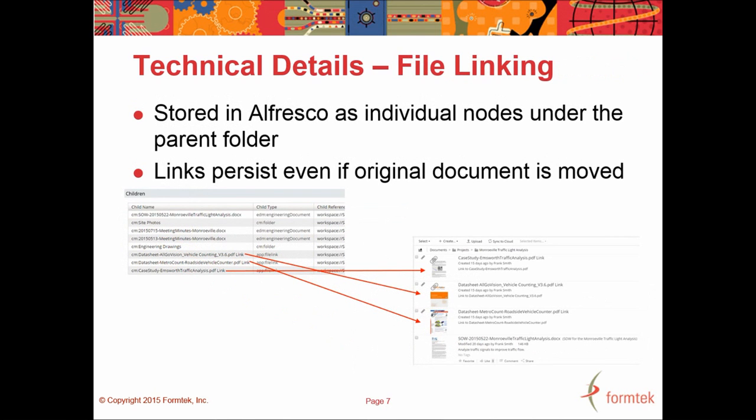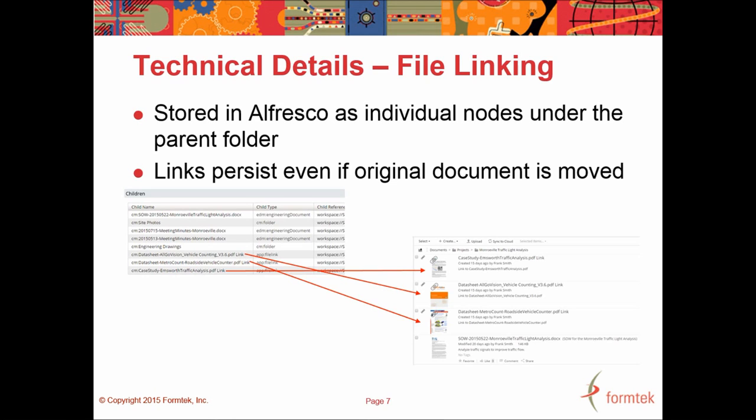Links, on the other hand, are actual nodes in the Alfresco repository. When you view a folder that has links in it, you'll see the links appear alongside all conventional documents in that folder. The links themselves can't be edited, but you can click on the link name to be taken to the document details for that document. The image on the left shows the links stored as separate child nodes inside my project folder. The image on the right shows the links as they're displayed inside the folder in Alfresco.